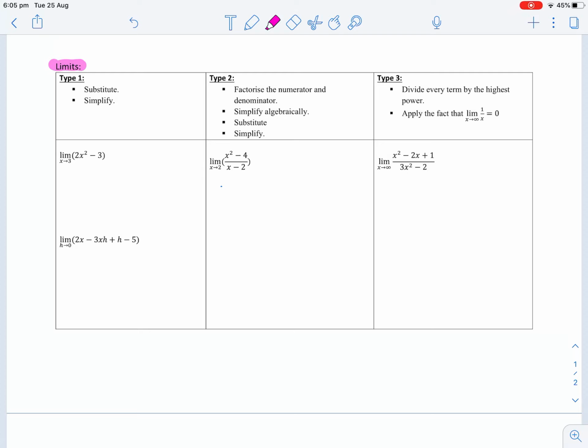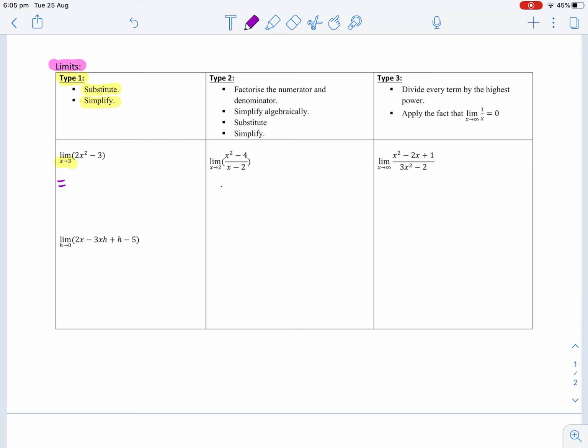Let's have a look at limits. You need to be able to identify the type of limit you would have to do and then know how to do that type of limit. The first type, we just substitute the value and we simplify. So if we have x approaching 3, wherever there's an x, we're going to substitute the value of 3.